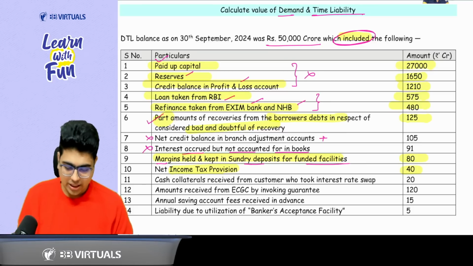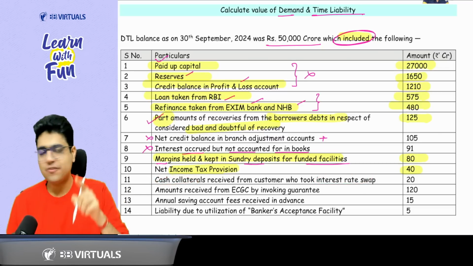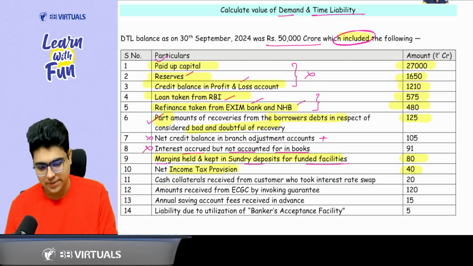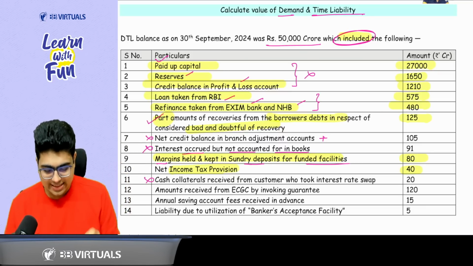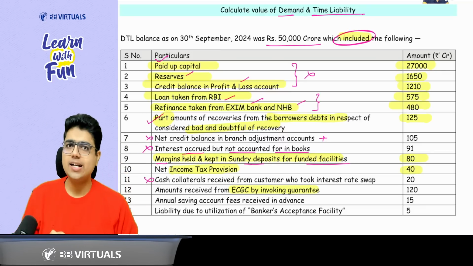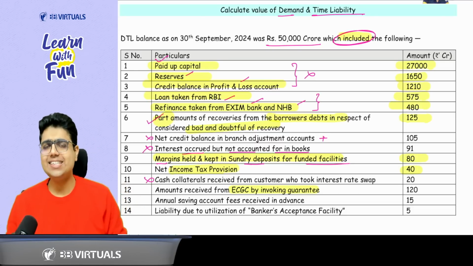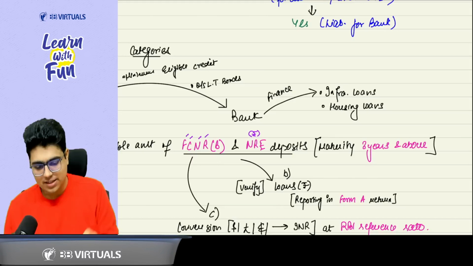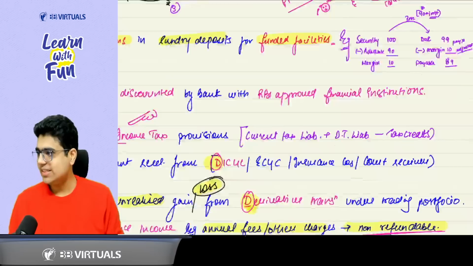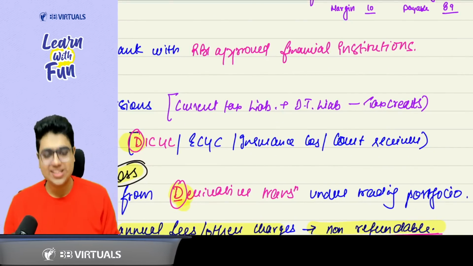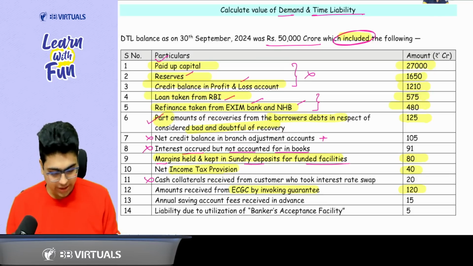Then, sir, cash collateral received from a customer who got an interest rate swap. This cash collateral needs to be refunded back, so it will be included in the liability. So again, ignore because it is already included. Amounts which are received from ECGC by invoking the guarantee. But D for DICGC, ECGC, insurance companies. We discussed, na. I said don't forget. Amounts which are received from DICGC, ECGC, insurance company, court receivable, they were to be excluded. So we will exclude 120.